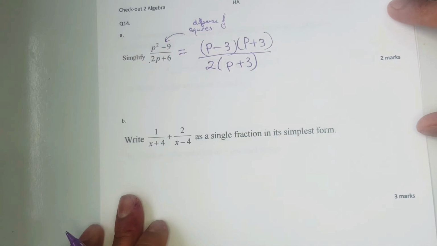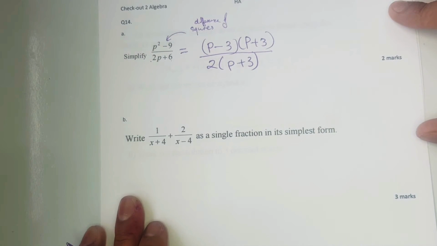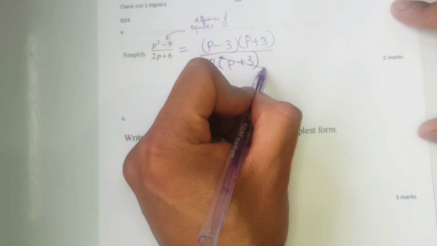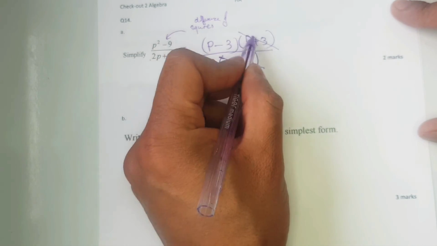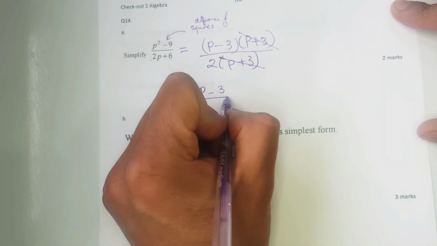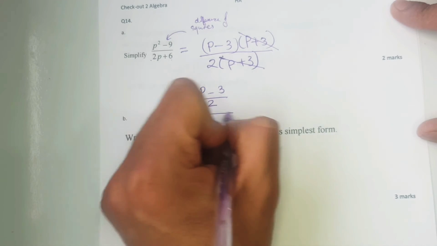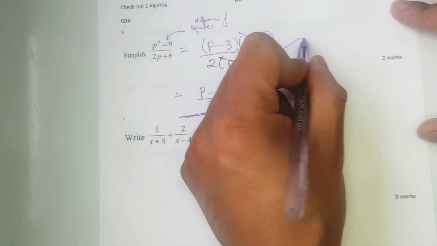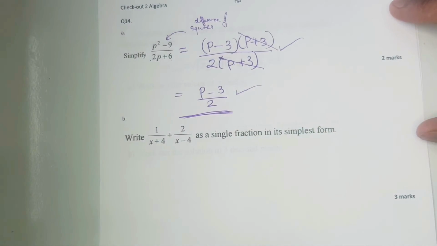And usually when you have an algebraic fraction which requires simplifying, some things will always cancel. In this case, the p plus 3 cancels out to give us 1, so these will cancel out, leaving you with a final answer of p minus 3 over 2. So that's your final answer. 1 mark for factorizing, 1 mark for the answer.